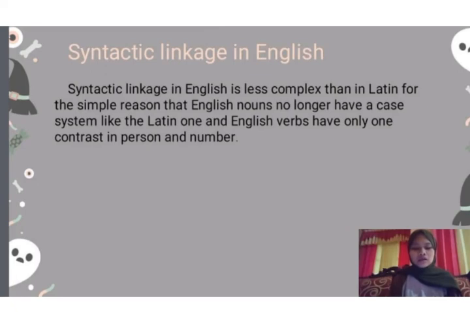Next, syntactic linkage in English. Syntactic linkage in English is less complex than in Latin for the simple reason that English nouns no longer have a case system like the Latin one, and English verbs have only one contrast in person and number.